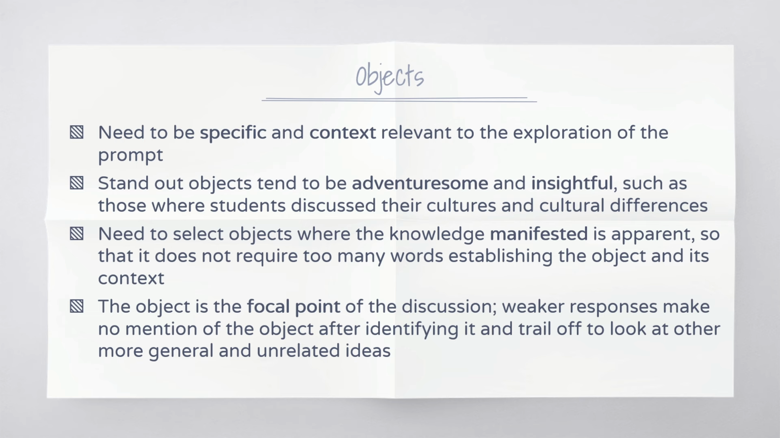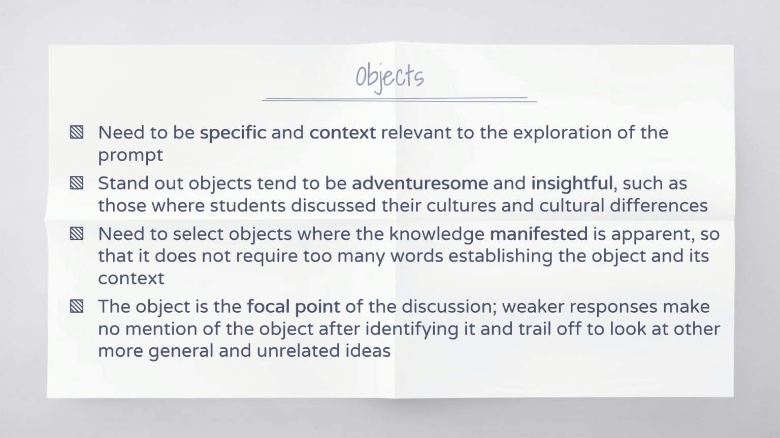You need to make sure that you select objects where the knowledge that is manifested is really apparent. If you choose really complex objects where it's very difficult for you to identify the knowledge, you're going to spend a lot of words establishing the context or describing what the knowledge is as a part of the object. You need to choose objects where it should be clear to the marker what knowledge it manifests from even before you start explaining it, from simply just looking at the object.